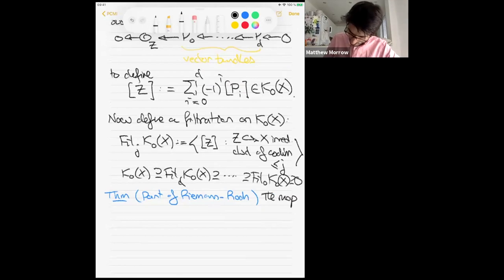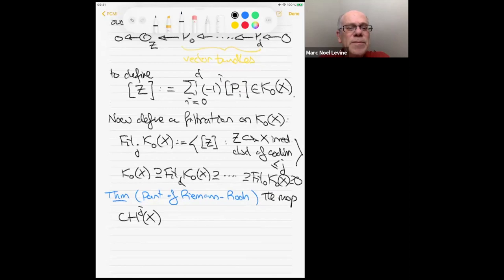So we have a map now. I guess, in fact, part of the theorem is that this map makes sense. I look at the Chow group of... I'm confused here.